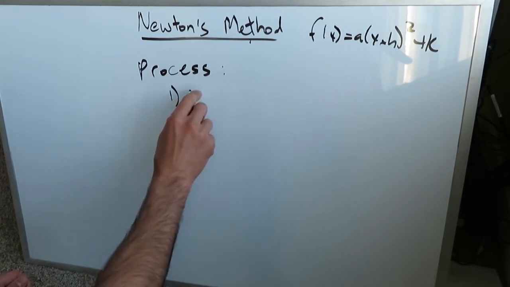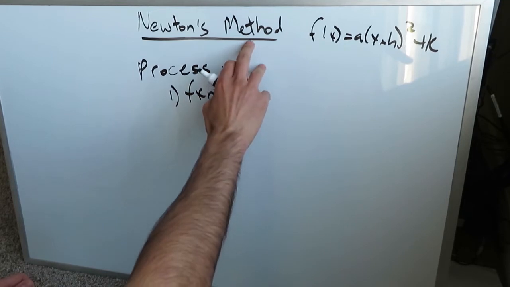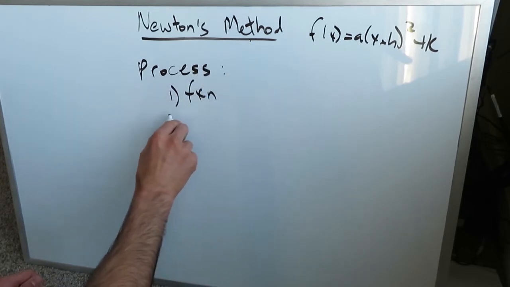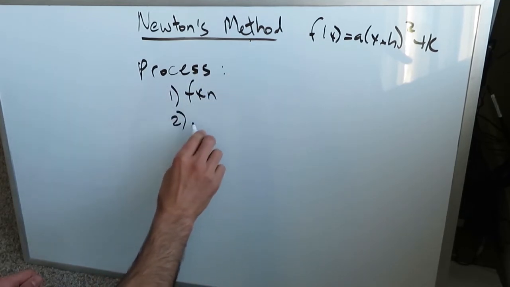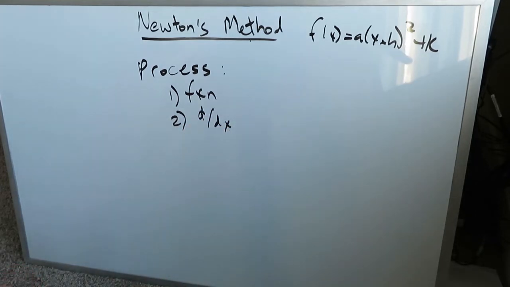Number 1, you're going to first find a function. You'll convert your problem, or what you're trying to find, into a function. That's step number 1. Step number 2, you're going to determine its derivative. Remember, we're talking about polynomials over here. It's going to be very easy. You know how to do polynomial derivatives. You use the power rule.